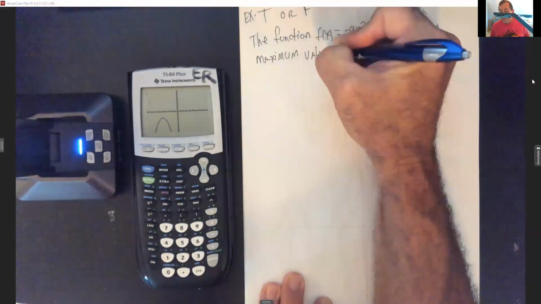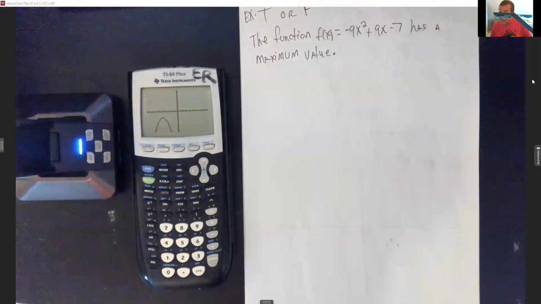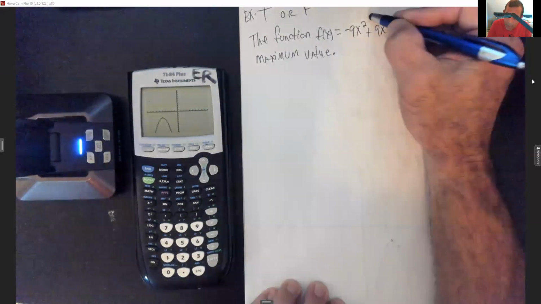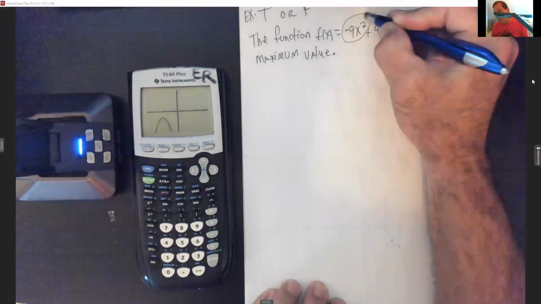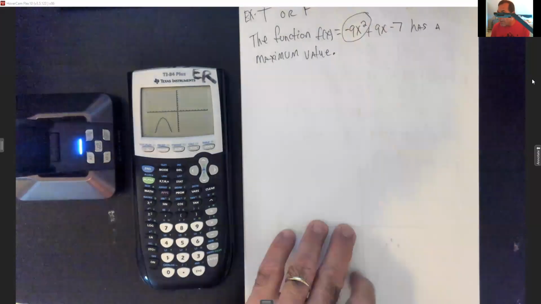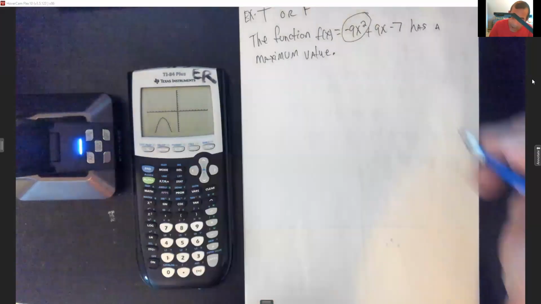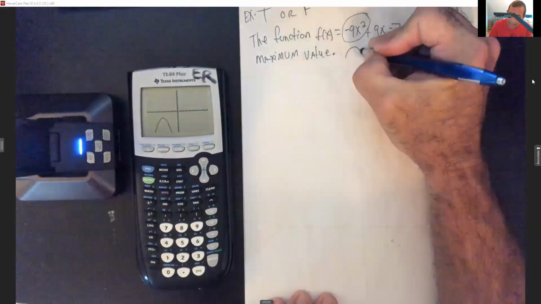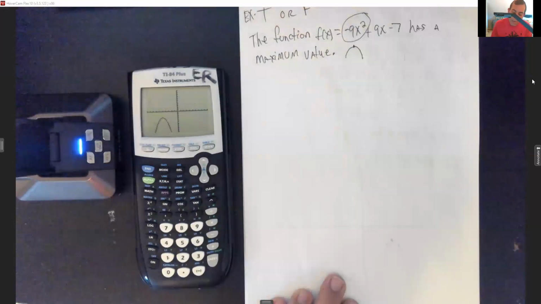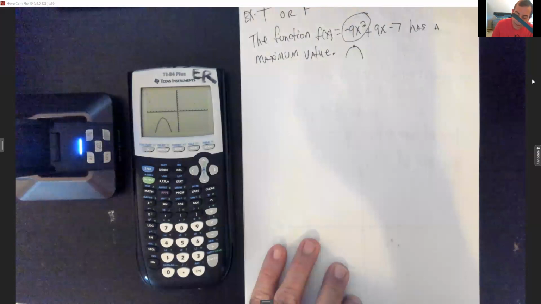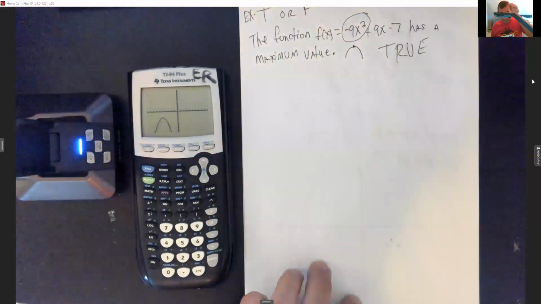So, does this function f of x equals negative 9x squared plus 9x minus 7 have a maximum value or a minimum value? Basically, that's what they want to know. Now, here's the x squared term. And we said if that x squared term is negative, it flips it over, which would give it a maximum value. So that question is definitely true.